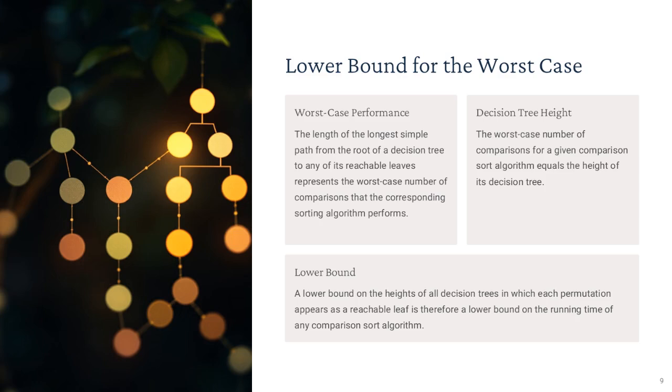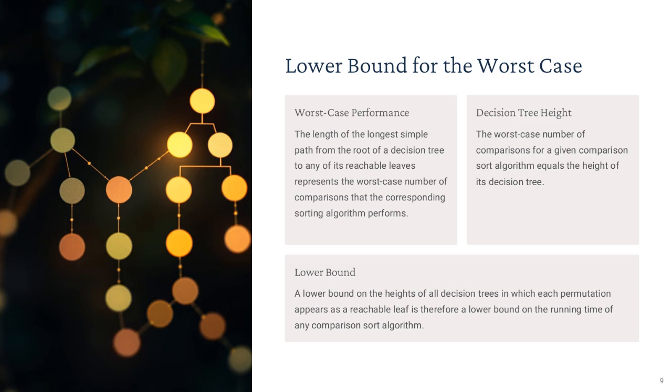The decision tree model's implications extend to practical algorithms like merge sort and heap sort. Both of these algorithms achieve the theoretical lower bound of omega of n log n comparisons in the worst case, making them asymptotically optimal among comparison-based sorting algorithms.